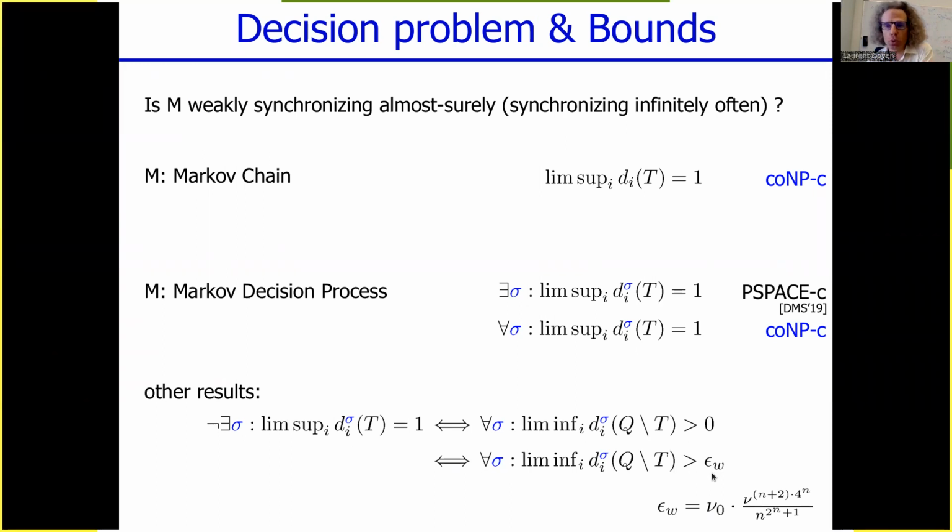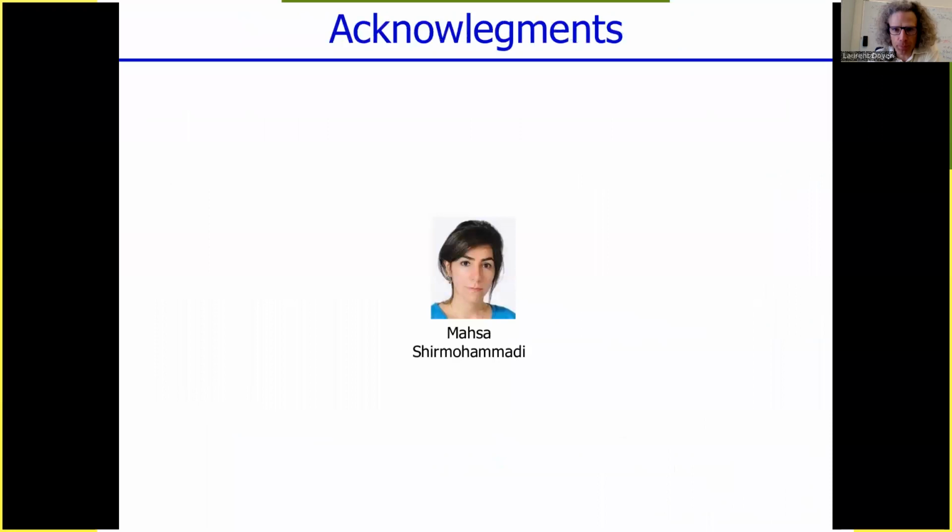But it was not known what value this bound has, and we basically establish one value for this bound, which has this shape. Just quickly, nu0 is the smallest positive probability in the initial distribution, nu is the smallest probability in the MDP, and n is the size of the state space. So we have this uniform bound, and we have it also for the other objectives.